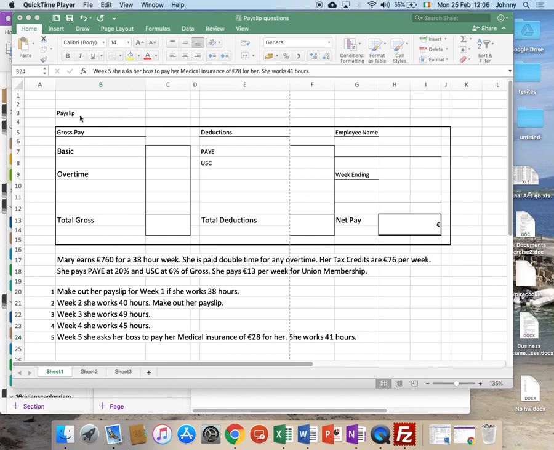We have an example of a payslip here in front of us. Let's just go through the three main parts of a payslip. So the gross pay is the money you earn. The deductions is all the money you've taken away. And some of that money has to be taken away by law.